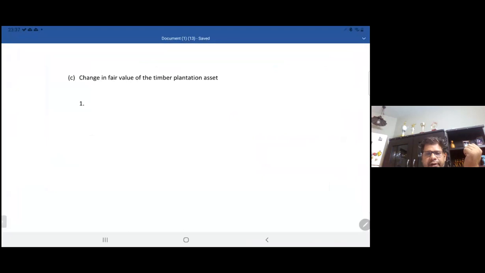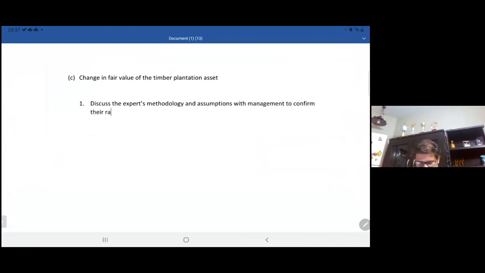Okay, so first, let's move on to the drafting. Our heading: C part, change in fair value of the timber plantation asset. Number one, discuss the expert's methodology and assumptions with management to confirm their rationale and compliance with the measurement requirements of IAS 40.